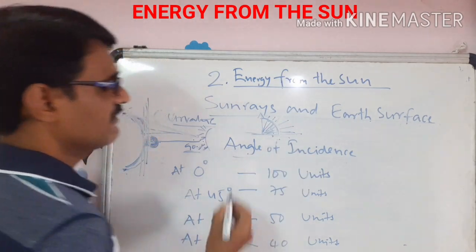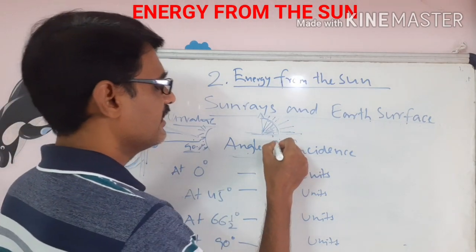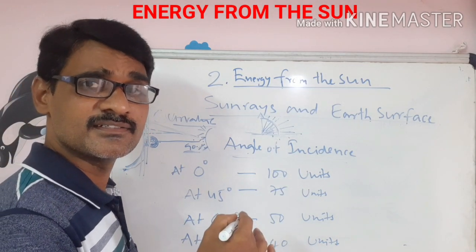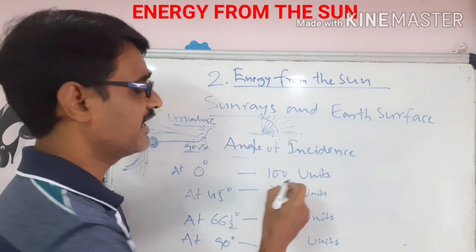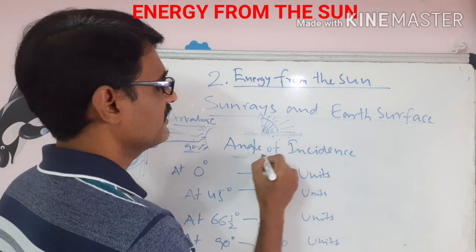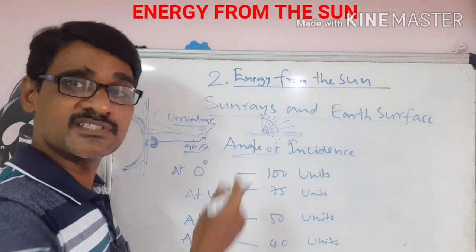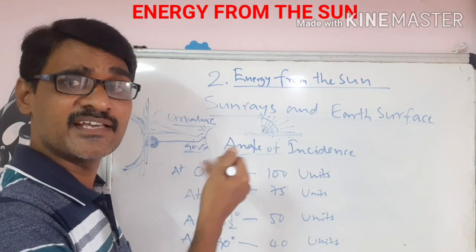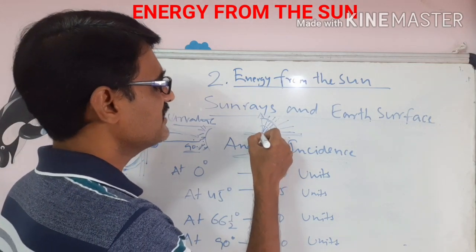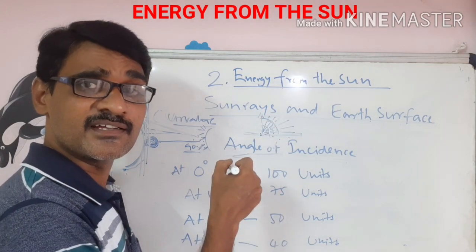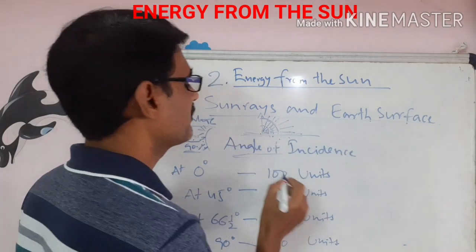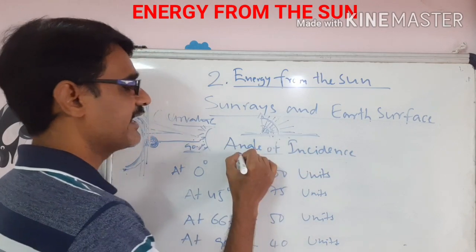So, what is the angle of incidence? The angle of the ray which is falling on the earth's surface is called the angle of incidence. This angle is formed by the rays falling at a point, measured from the perpendicular to the earth's surface. That is called the angle of incidence.